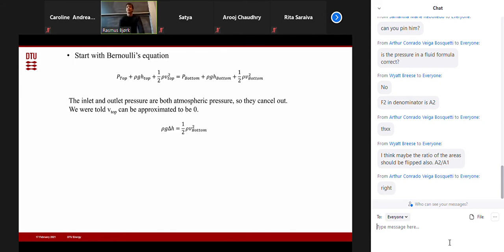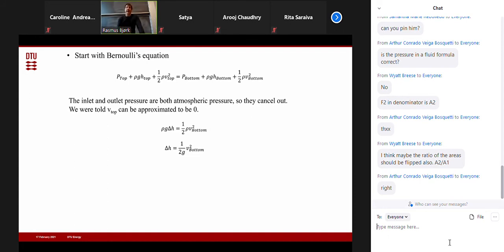So we can see with this equation, we have density on both sides, and it's water. So our density should cancel out. And we're looking for the height difference to solve this problem. So that's what we're looking for. So what we want to do is isolate our height.